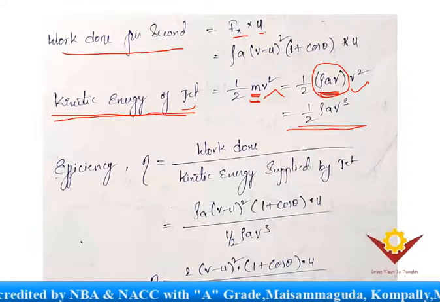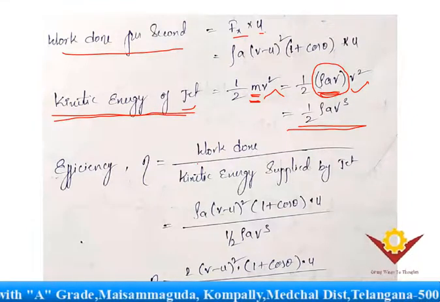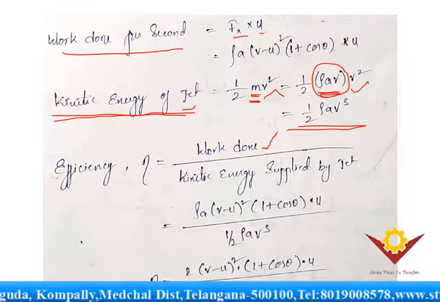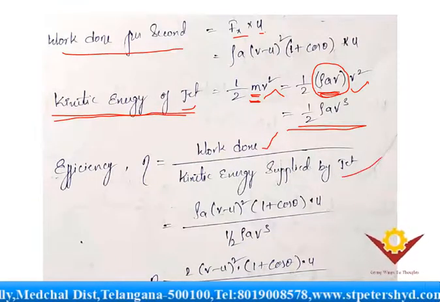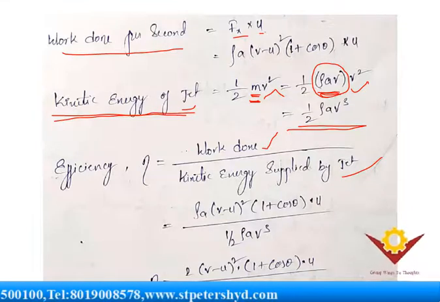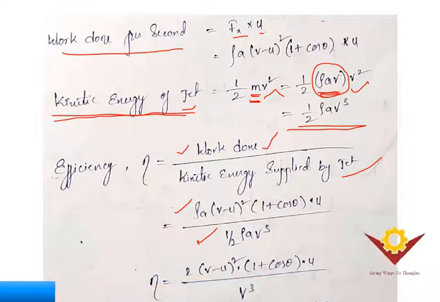And the efficiency is nothing but outlet divided by inlet. What is your outlet? Work done. What is your inlet? Kinetic energy supplied by the jet. We already simplified what the work done is just right here, and we know the kinetic energy supplied by the jet, and finally what you're going to get is the efficiency.